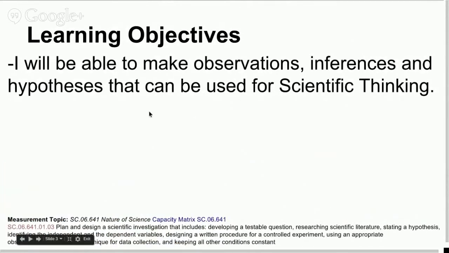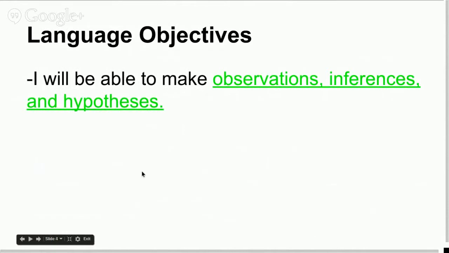Here are our learning objectives for today. We're going to make observations and inferences and hypotheses and start to think like scientists. This is the measurement topic and the learning target that we're going to do. So big words we're going to use today: observations, inferences, and hypotheses, or hypothesis.